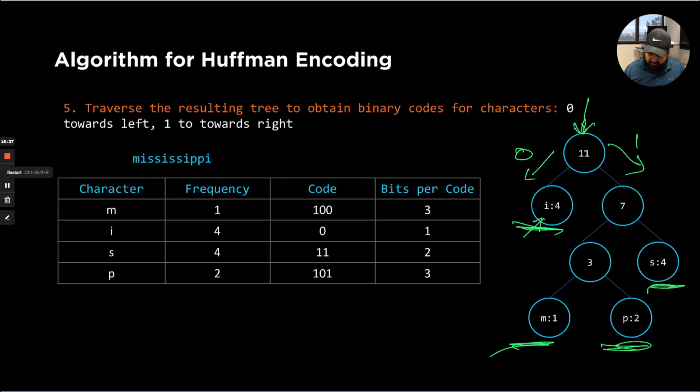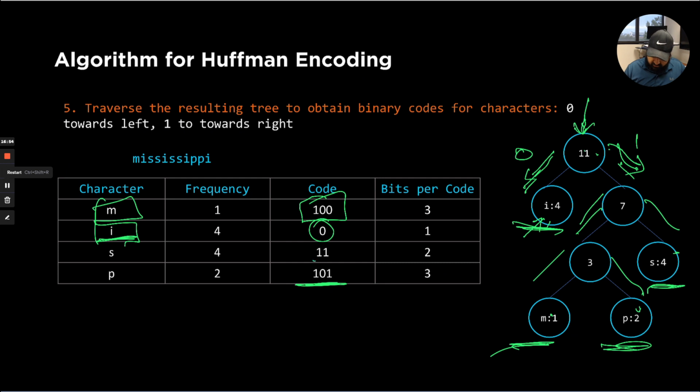So essentially the code for I, as you can see here, is 0 because you just traversed one left. When we talk about M, this will be 1 and then 0 and then 0. So M is 1 0 0. Then when we talk about P, it's 1, then 0 and then 1. Finally the last one is S, which is 1 and 1. Now here, if you calculate the frequencies of these characters, which we already have in the table, you see the number of bits for the code that has been generated. This is called Huffman code.